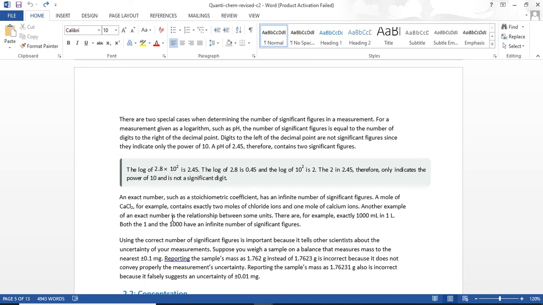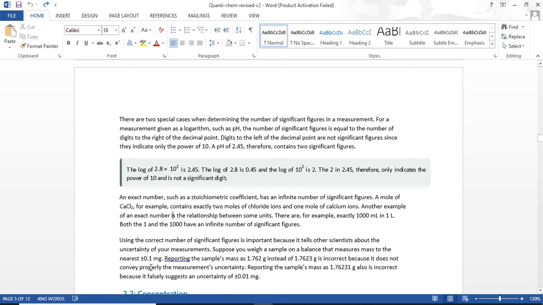significant figures. Using the correct number of your significant figures is important because it tells other scientists about the uncertainty and also sa nga measurement. Suppose you weigh a sample on a balance and measure the mass to the nearest of plus or minus 0.1 milligrams. Reporting the sample's mass as around 1.782 instead of 1.723. Okay, it is incorrect because it does not convey the proper measurement or uncertainty.